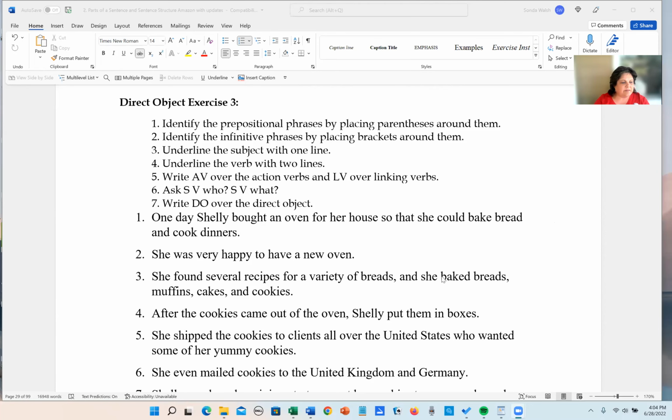Okay, we're going to start with direct objects, exercise 3. So go through again. The first thing we need to do is find our prepositional phrases. For her house is a prepositional phrase. I don't see any infinitives in it, any infinitive phrases. Underline the subjects. So Shelley is a subject.